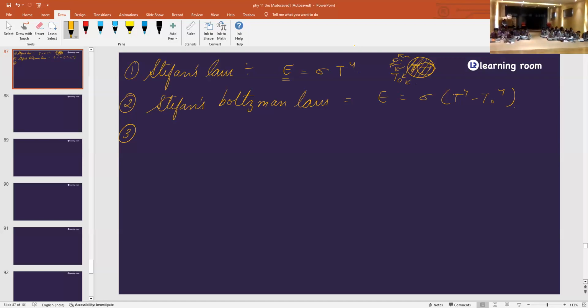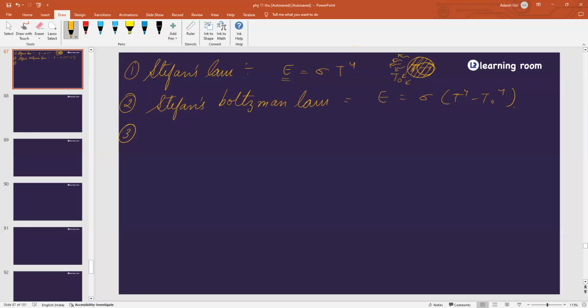That is Stefan's law. So what is Stefan's law? Stefan says that the energy emitted per unit area of a black body at a temperature T will be E equals sigma T to the power 4, where sigma is Stefan's constant, which has a particular value. All right, and that value I'll tell you later after this.